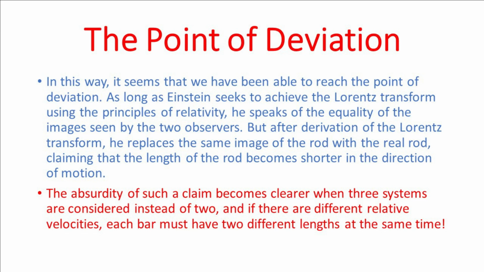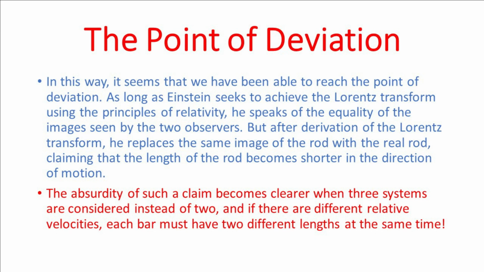The point of deviation. In this way it seems that we have been able to reach the point of deviation. As long as Einstein seeks to achieve the Lorentz transform using the principles of relativity, he speaks of the equality of the images seen by the two observers. But after derivation of the Lorentz transform, he replaces the same image of the rod with the real rod, claiming that the length of the rod becomes shorter in the direction of motion.